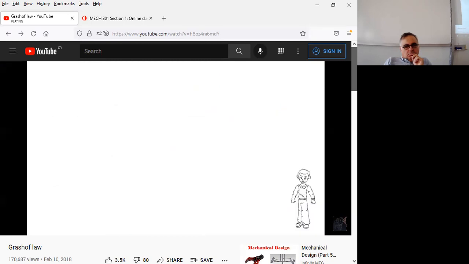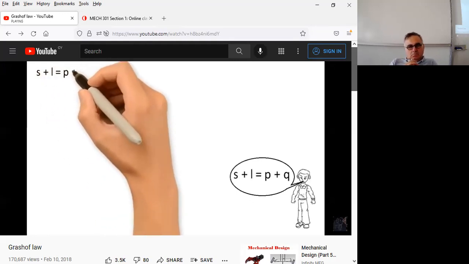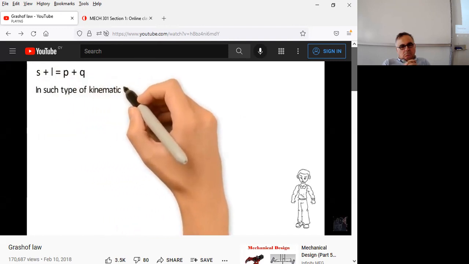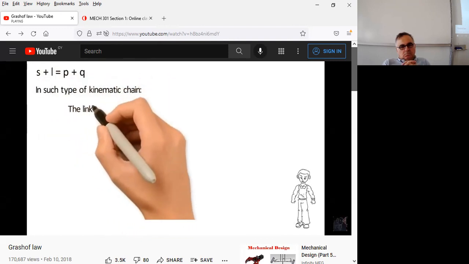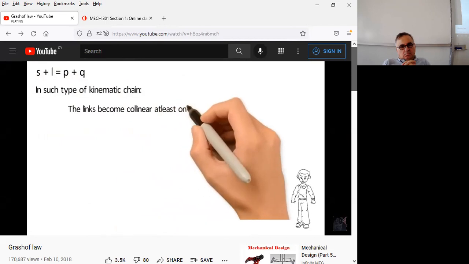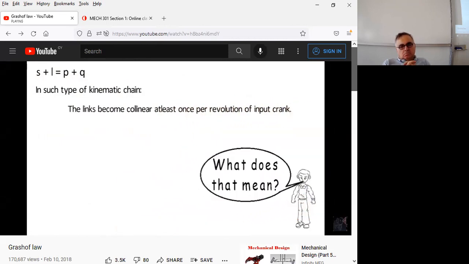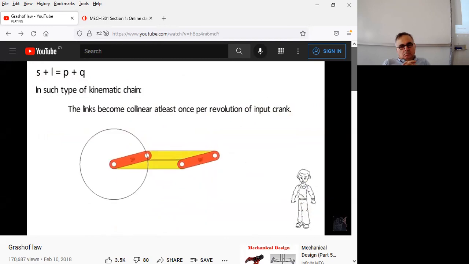Can we tell what it is? Yes, it is S plus L equals P plus Q. Correct. In such type of kinematic change, the links become collinear at least once per revolution of the input crank. Collinear? What does that mean? Like this, all the links are along a straight line.